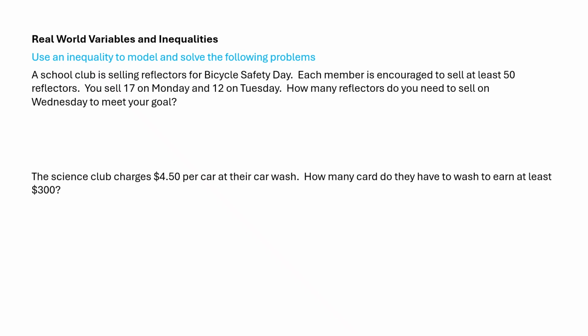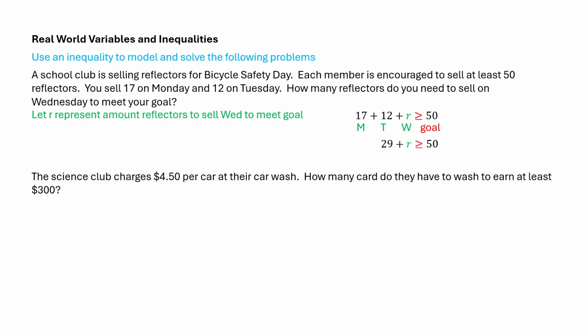All right, well there's our variable. Let R represent the amount of reflectors that we need to sell Wednesday to meet our goal. And what's our goal? At least 50. So similar to the previous problem with the blankets, we have the reflectors that we sold on Monday, Tuesday, and we're going to sell on Wednesday, but we need to add all this up and figure it out so we know how much we need to sell by Wednesday. So combine like terms, subtract 29 from both sides, and by Wednesday, we need to at least have 21 reflectors or more to meet our goal.